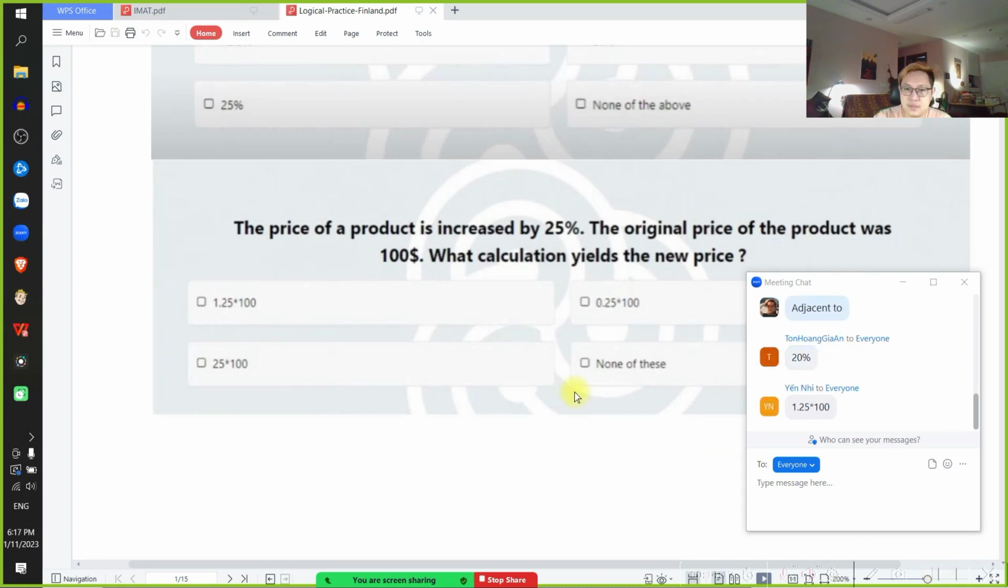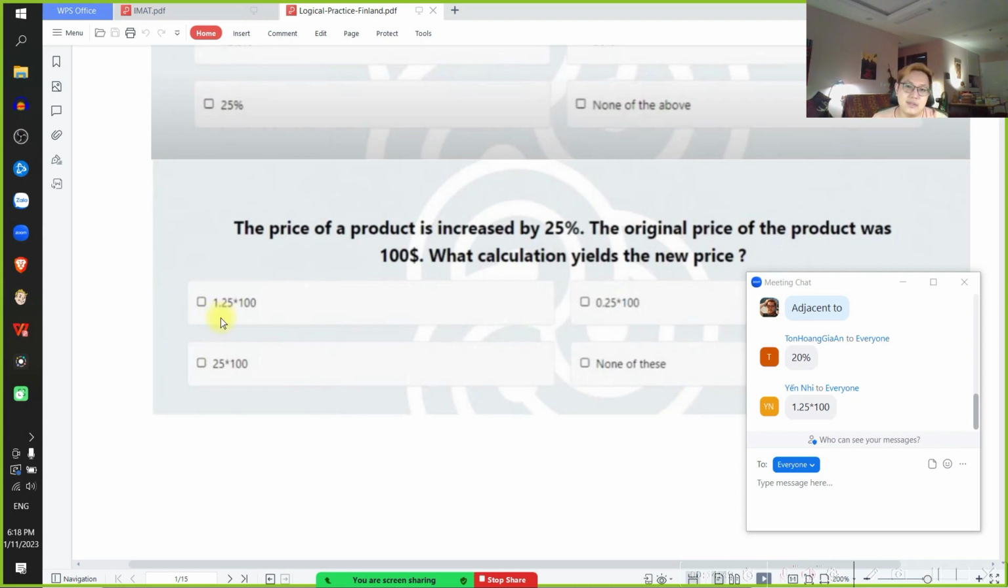Of course. The calculation that yields the new price should be 1.25 times 100. Because if the price of a product is increased by 25%, the new price should be 100% plus 25%, which is 125%. And you can write that as 1.25. And then 1.25 times the original price 100 should yield the new price.